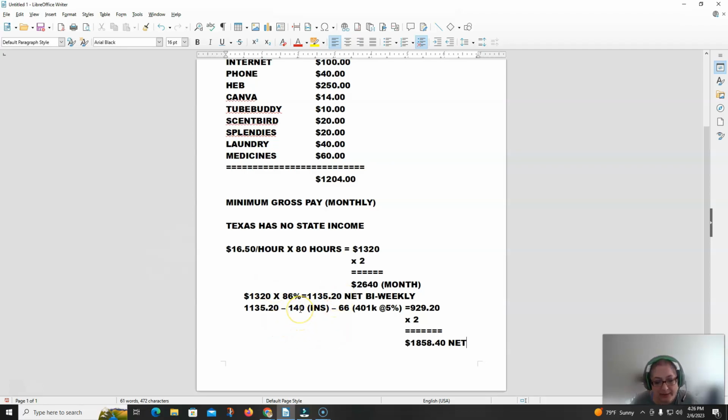And then we're going to take out insurance. And we're going to take out 401k at 5%. And then we have our $1,858.40 net. So the 1858.40 minus 1204, that gives me $654.40. So that is just one way of taking care of things.